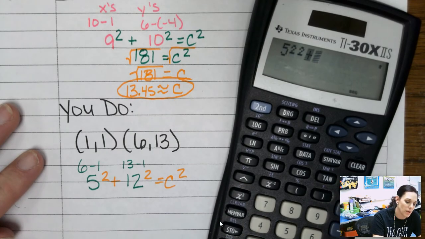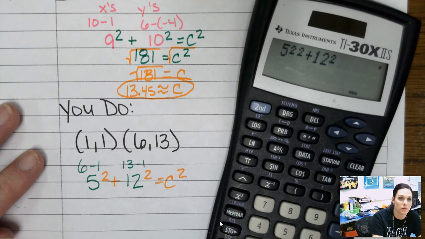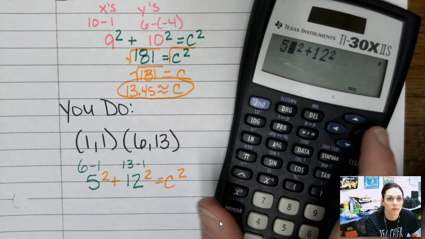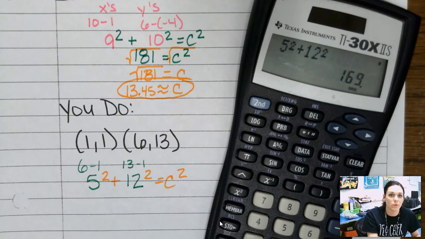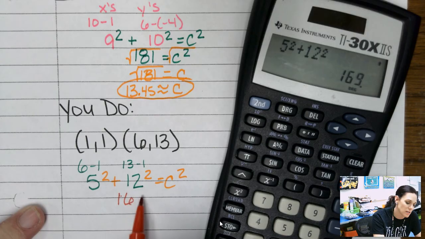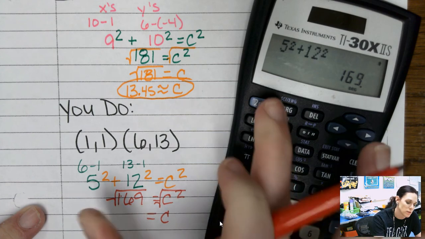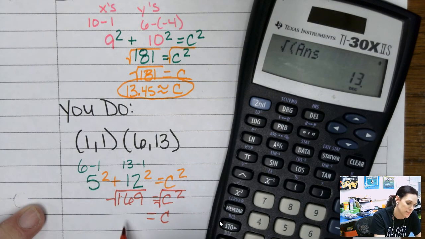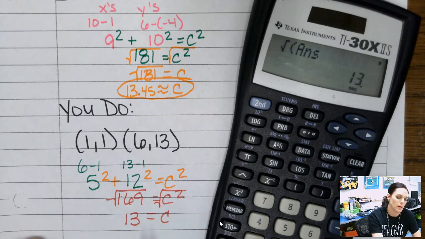5 squared plus 12 squared, well, that gets me 769. Oop, I'd have a squared. That didn't look right. 5 squared plus 12 squared, there we go. So that equals 169 equals c squared. I take the square root of both of those. So c equals 13. Boom.